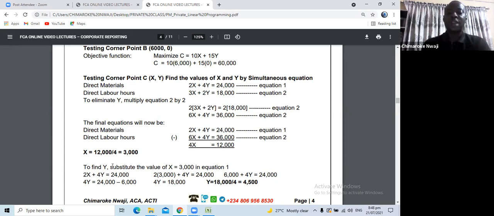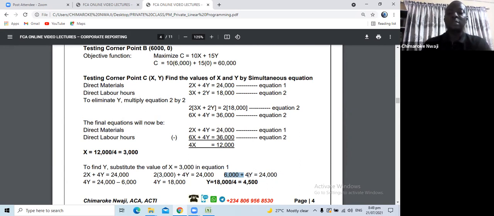Then find your y by substituting the value of x in equation 1. You can even do it in equation 2, but I decided to pick equation 1. Equation 1 says 2x plus 4y is 24,000. We already know our value of x, 3,000. So when we see x, put 3,000. So 2 times 3,000 gives me 6,000. So 4y is equals to 24,000.